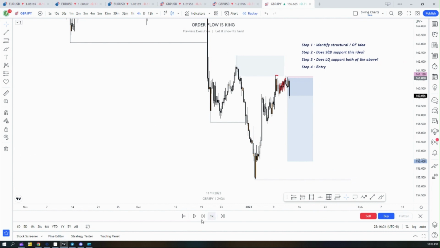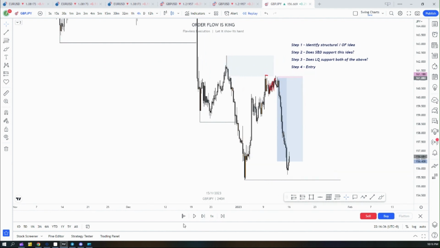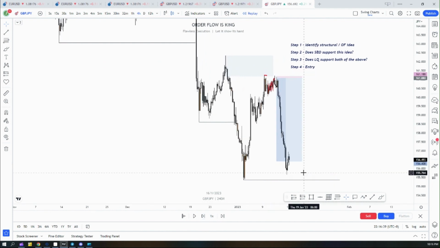And I will show you where we are now. We are up to there. Haven't quite taken this low yet, but I do believe that we will in the next couple of hours.